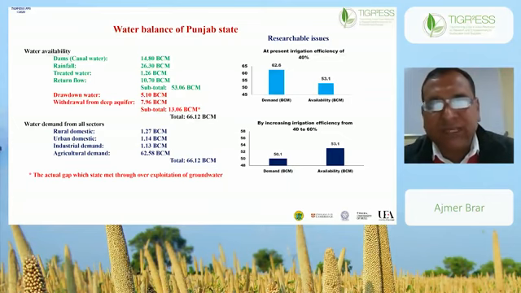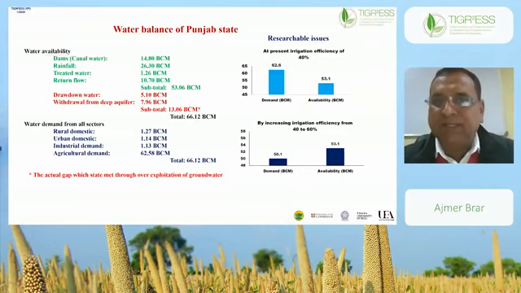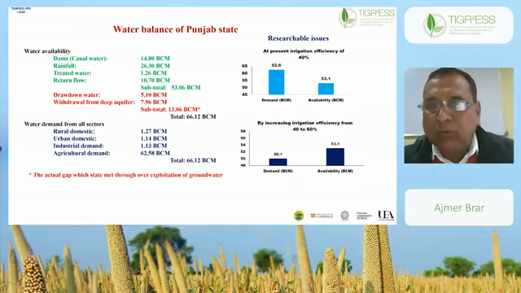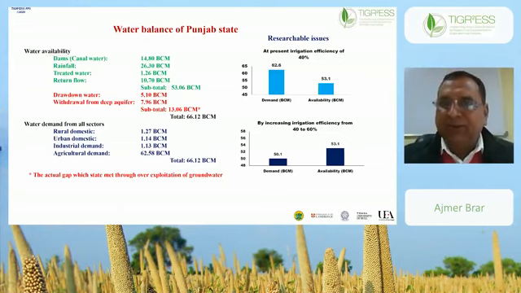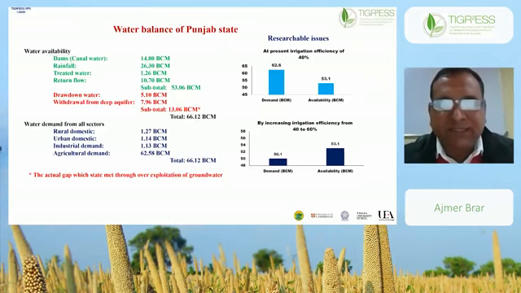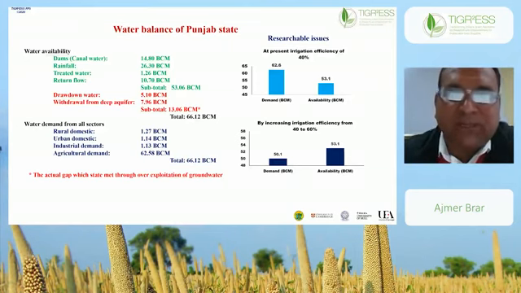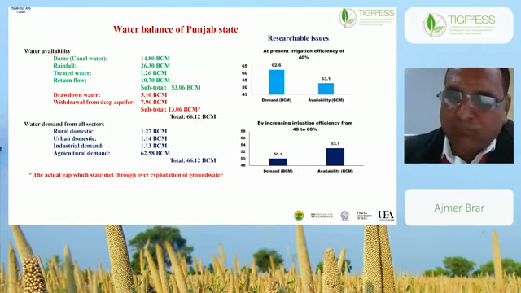So the researchable issue here is that at present our irrigation efficiency is 14%. On the bar diagram, the demand for the agriculture sector is 62.6 and availability is 53. But if we increase our irrigation efficiency from 40 to 60, in the blue bar our demand will decrease to 50.1 and availability remains the same. Then we will get sustainability. So this is the scenario where we have to save 13.06 BCM of water.